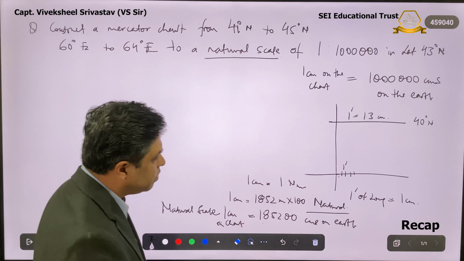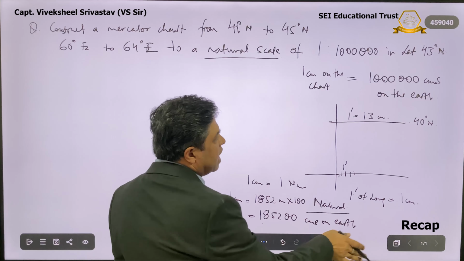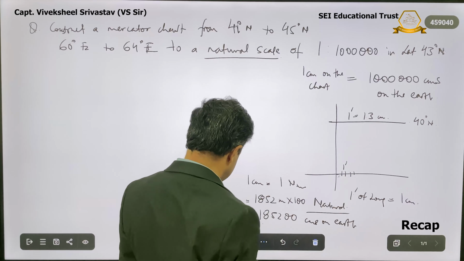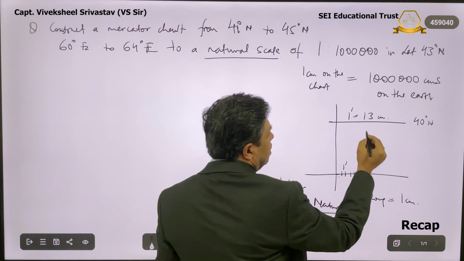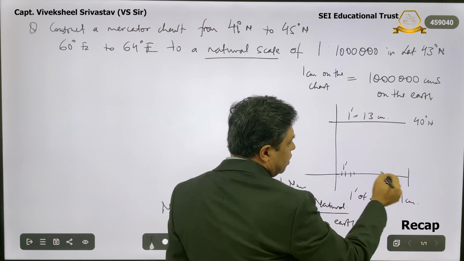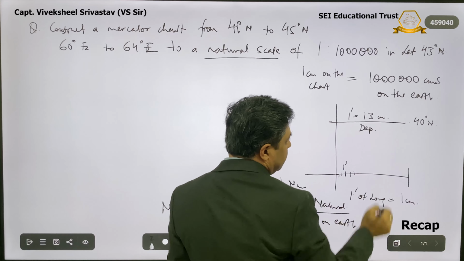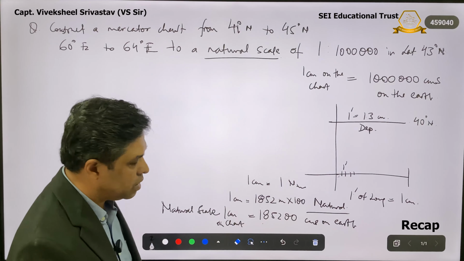So if I have to convert it to the natural scale at this latitude, I must find the departure at this latitude between that much of longitude. I must find that departure. All right.